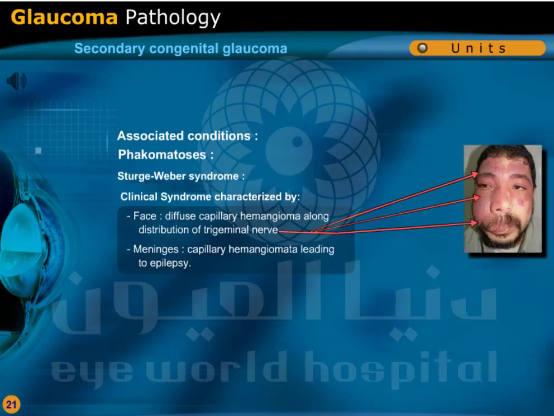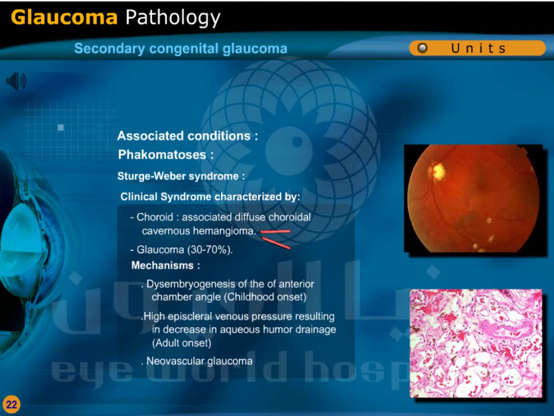Sturge-Weber syndrome, a clinical syndrome characterized by the face showing diffuse capillary hemangioma along the distribution of the trigeminal nerve. In the meninges, capillary hemangiomata are present, leading to epilepsy. The choroid shows associated diffuse choroidal cavernous hemangioma. Glaucoma is present in 30 to 70% of cases.